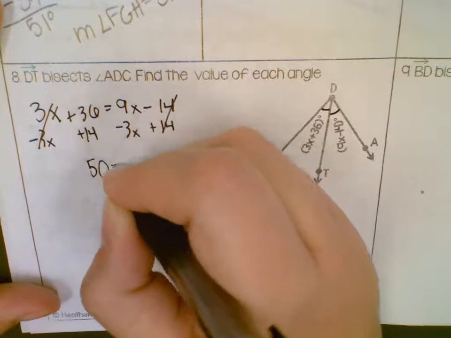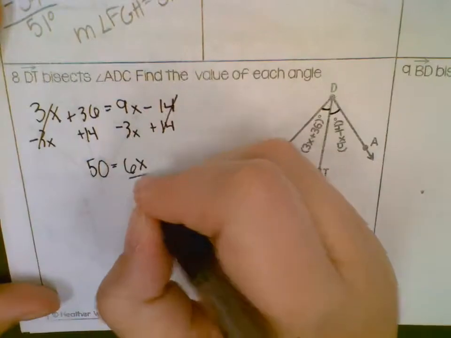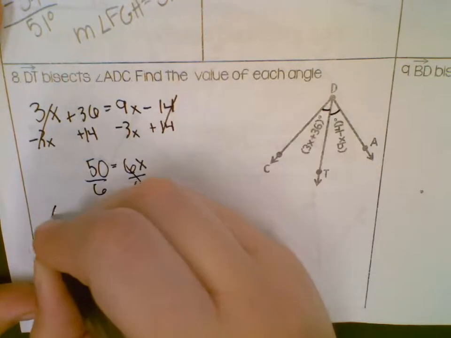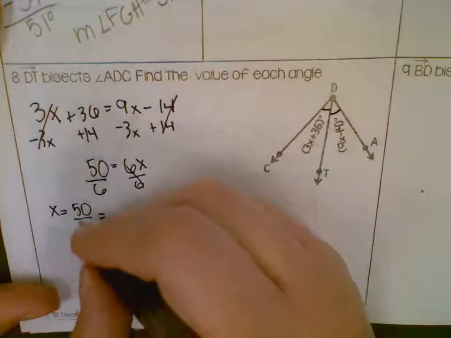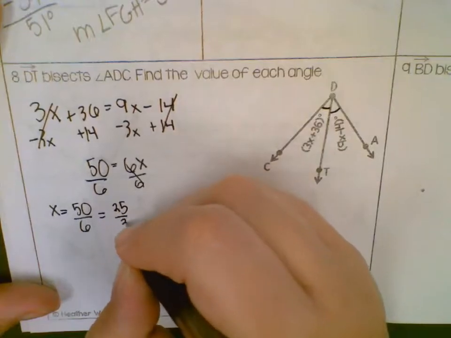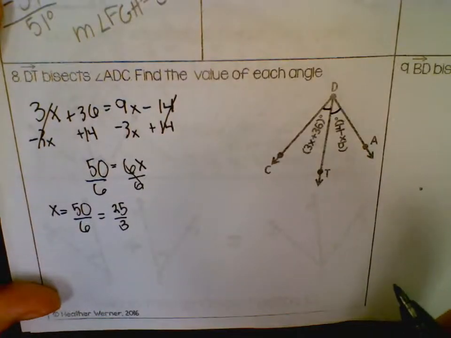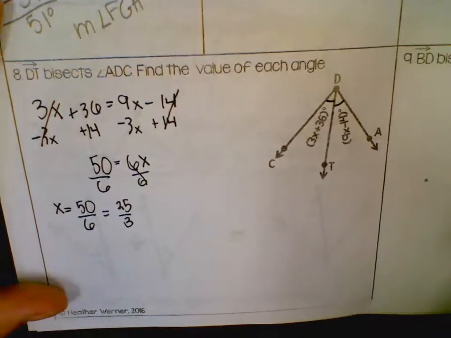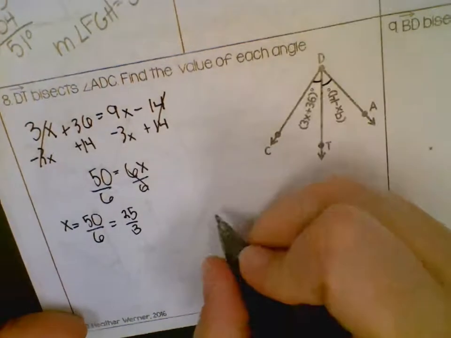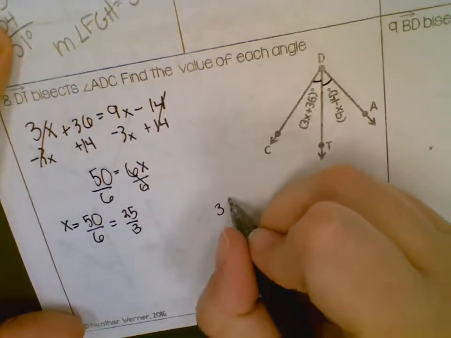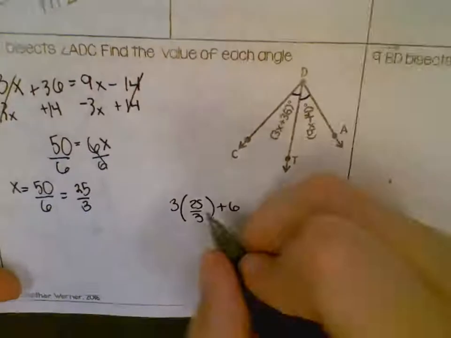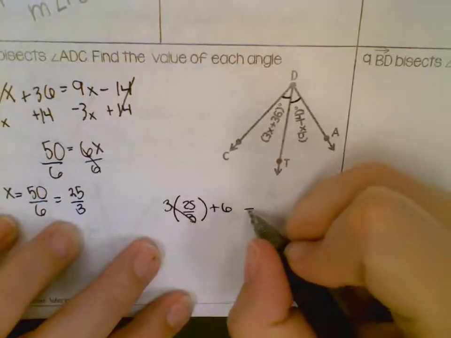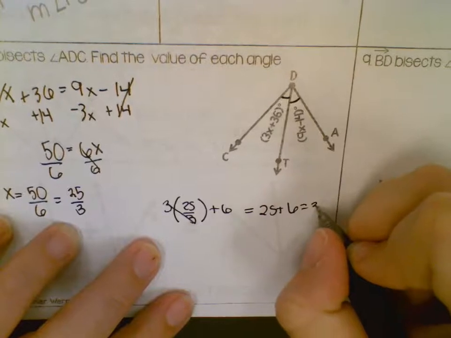So I get 50 equals 6x. Divide by 6. So x equals 50 divided by 6, which doesn't divide, but I can reduce it by 2. So if I divide the top and bottom by 2, I get 25 over 3. Okay, so we need to find the value of each angle, so we'll plug it back in, okay? So I'm going to plug it in here first. So that would be 3 times 25 over 3 plus 6. So remember, if we're multiplying and the same numbers are on the top and the bottom, they can cancel out. So this is just 25 plus 6, so 31 degrees.